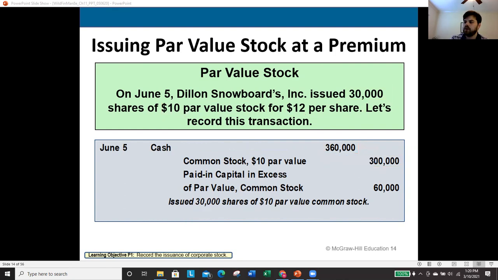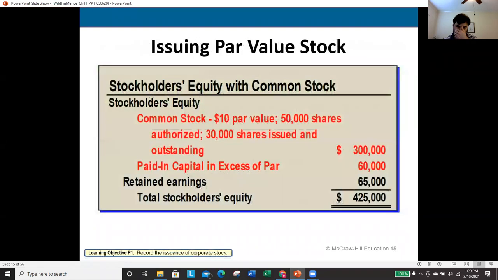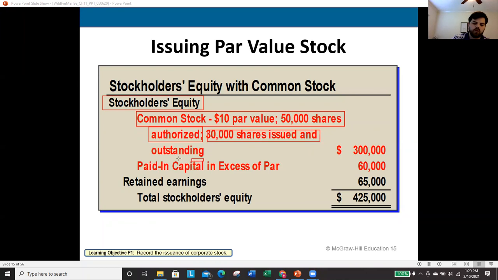So be very careful. Now, for my next slide, we want to look at how this actually looks in my stockholders' equity section. Of course, this would be in my balance sheet, and here's what we would see. We would start with my stockholders' equity title. We would then see that I have common stock, of course, my $10 par value, 50,000 shares authorized. So of course, this is what we could sell, but we actually have sold 30,000 shares that have been issued and are, in this case, still outstanding. So the $10 par value times the 30,000 shares that are issued and outstanding is $300,000.